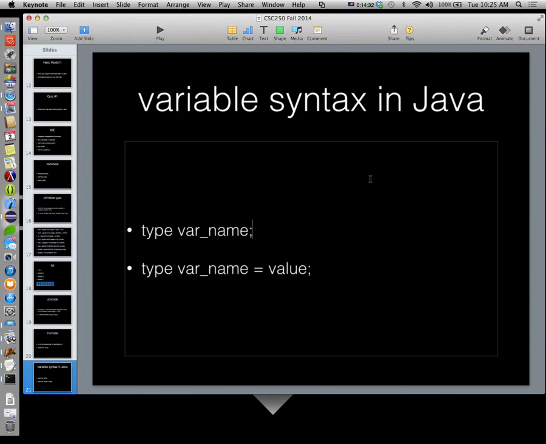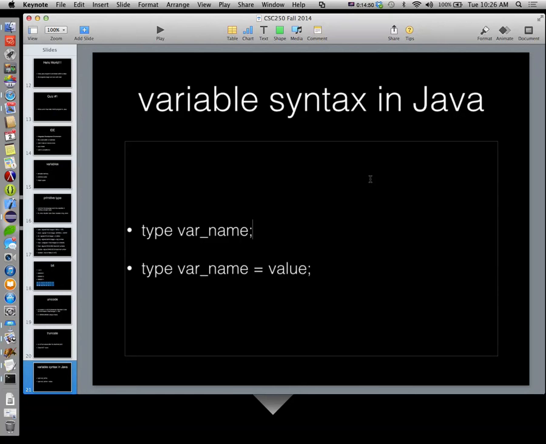All right. So IDEs do a lot of stuff for you. Opening, closing curly braces, command completion. So if you type in system dot, it'll give you a list of things that it thinks you might want to put next. So it helps with spelling errors and things like that.